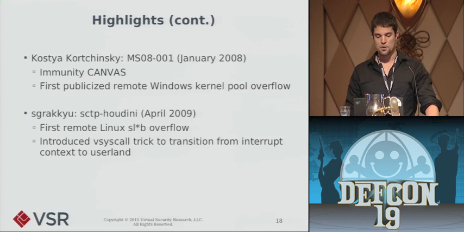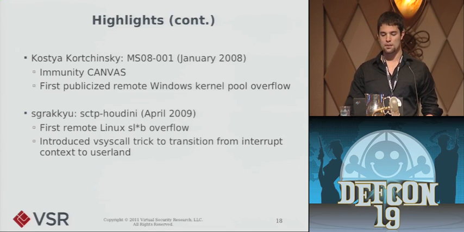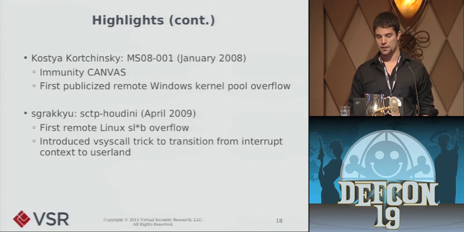Final highlights, Immunity has a Canvas exploit for MS08-001, which is a Windows IGMPv3 vulnerability. And that was a really difficult to exploit Windows kernel pool overflow that people were questioning whether it was exploitable before they announced that they had a reliable exploit. And then finally, in 2009, Scracku published an exploit for a Linux kernel vulnerability in the SCTP protocol, which is a remote Linux heap overflow. And I think one of the great contributions from this exploit is he introduced a really neat trick that leverages a 64-bit specific page mapping to easily transition from interrupt context to executing code directly in userland.